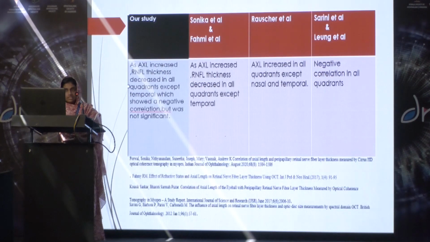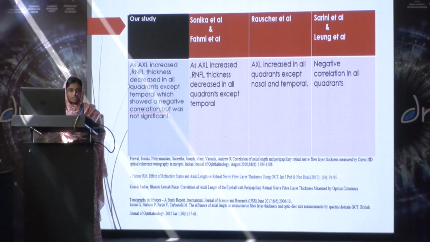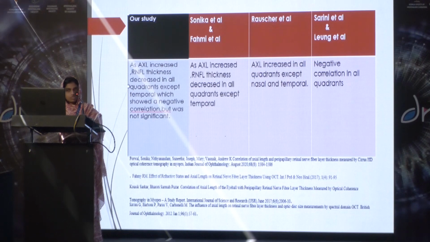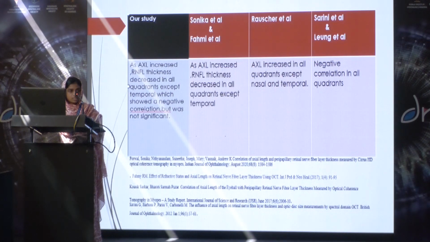And coming to axial length, our study showed that as the axial length increased, RNFL thickness decreased in all quadrants except the temporal, which showed a negative correlation but was not statistically significant, similar to the study by Soniga et al. and the study by Fahmy et al. But a study by Rocher et al. showed thinning as axial length increased in all the quadrants except the nasal and temporal, but Cerny and Leung et al. showed a negative correlation in all the quadrants.